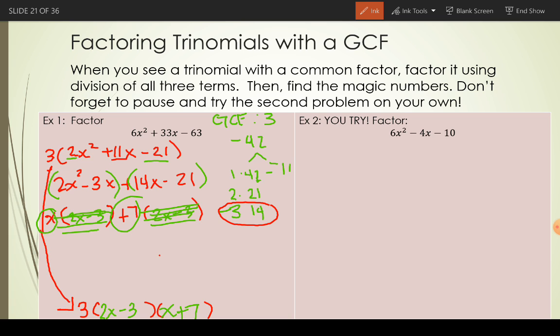Okay, now I want you to try example 2. Your answer should be 2 times x plus 1, 3x minus 5. Your magic numbers would have to multiply to 15 and add to negative 2. Okay, give it a try.